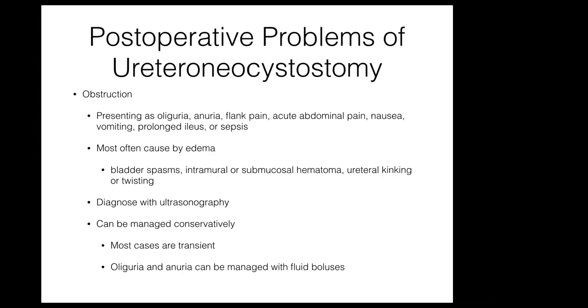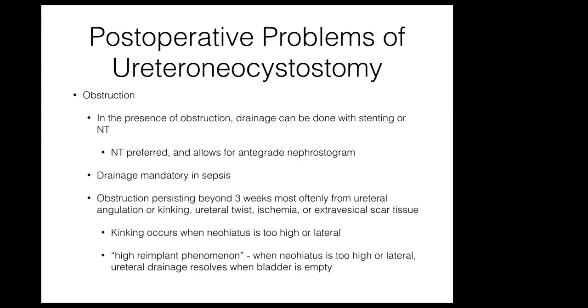It is diagnosed initially with ultrasonography, and for the most part, it can be managed conservatively, as most cases are transient. For example, you can manage your oliguria and anuria with fluid boluses. However, in the presence of an obstruction, drainage can be done with stenting or percutaneous insertion of a nephrostomy tube. Nephrostomy tube is preferred, of course, as it allows for antegrade nephrostogram.